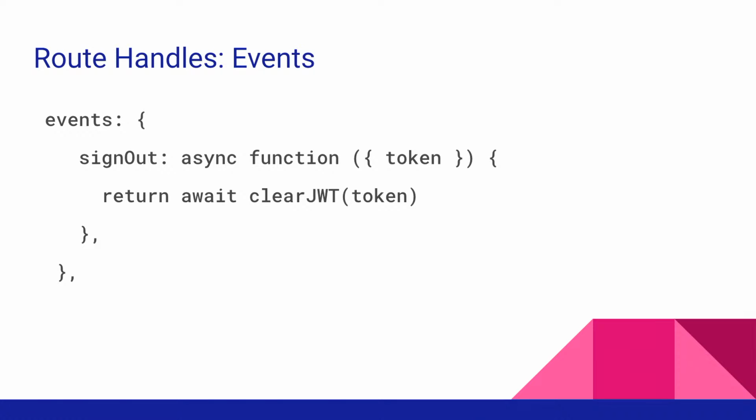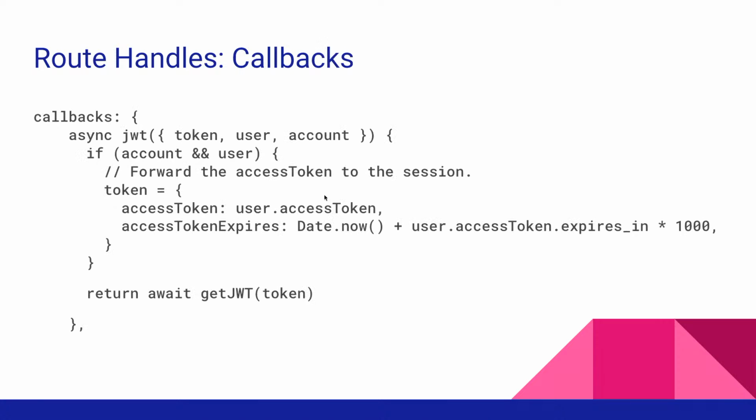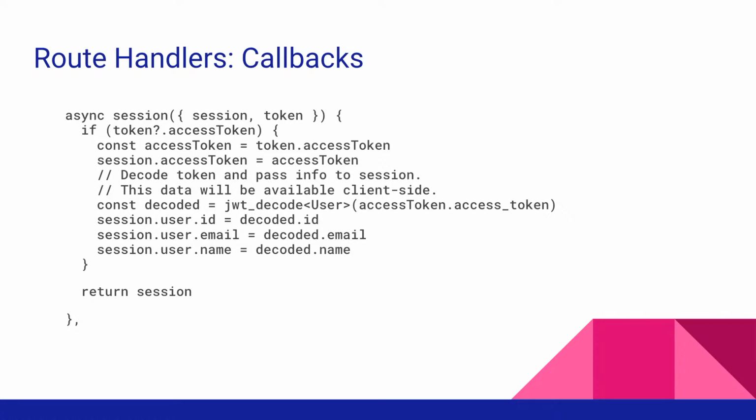Then we can also override events. So for example, what's going to happen when the user signs out. In this case, we're going to clear the JWT, JSON Web Token. Then we can also have the callback, how the JWT should be set, and how it can be refreshed. And then also how we're going to set the session. So these parameters are going to be passed to the client side to be used by the session provider.